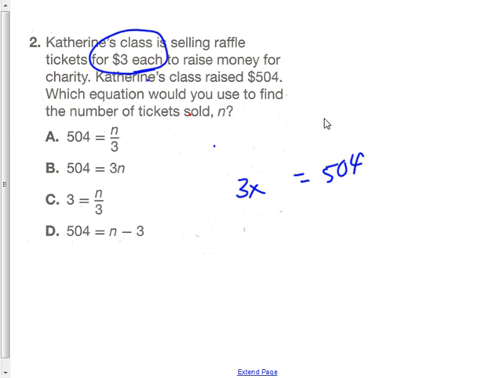Now I just use x for a variable. You could have used n. So B here is my choice that matches what I have. I had 3x equals 504, and this one is 504 equals 3n. So it's about the same. Now you're going to solve for the number of tickets. You divide both sides by the coefficient, which is 3.